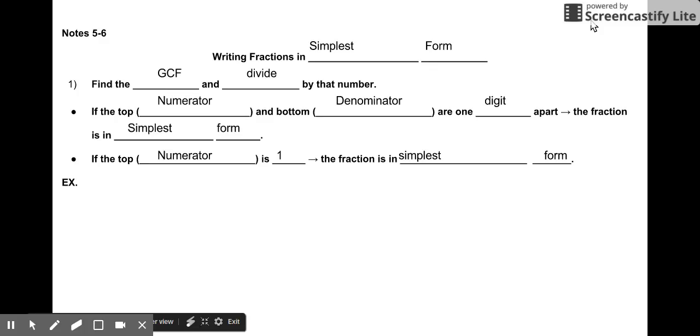These notes are really short, so go ahead and pause it here and fill in the blank.